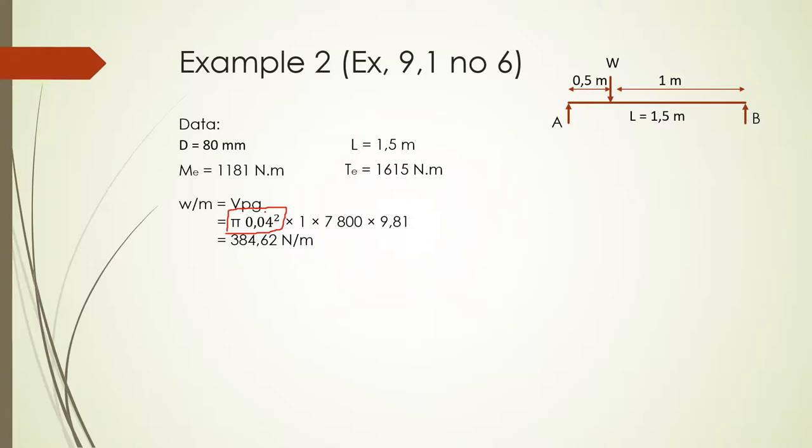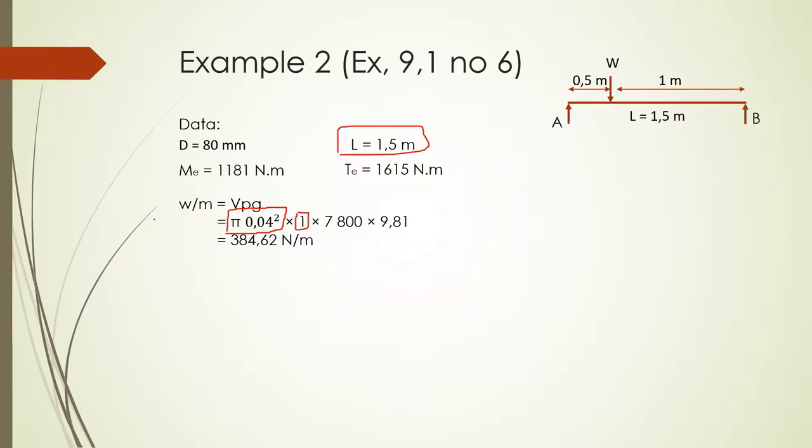Because volume is area times length. So instead of using pi t squared over 4, I just use pi r squared. It's still area, guys. I'm sure you're aware of that. Times 1. My length is 1, not 1.5, because I want this to be per meter.